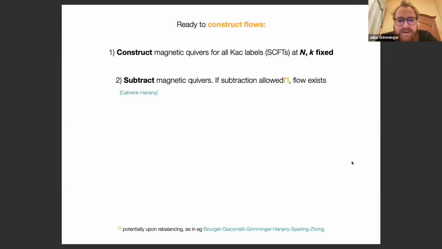Quick question. Yes. These are just now the Katz embeddings. So for each embedding, you get a magnetic quiver, right? Yes. Okay, good.